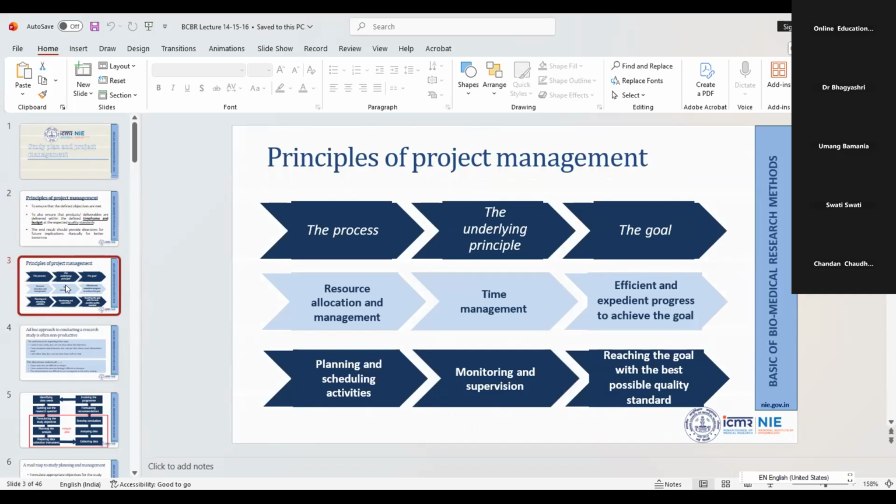So any kind of implementation process requires certain underlying principles and goals. For example, for the process of resource allocation and management, the underlying principle is time management. So time management for any project may be too long or too short. So according to that, efficient and expedited progress to achieve the goal, time management is required. Another example is planning and scheduling activities. So here the underlying principle is monitoring and supervision for reaching the goal with the best quality standards.